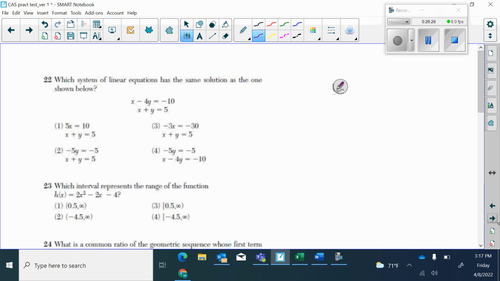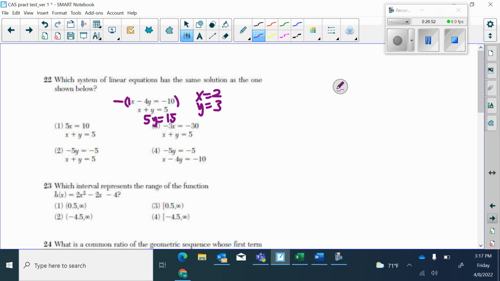All right, which system of linear equations has the same solution as the one shown below? Well, I can easily multiply this one by -1, so I get my opposite sign, so x's cancel out. So I get 4y plus 1y is 5y, and I get 10 plus 5 is 15. So y is 3. Plug it back in, 3 plus what is 5? X is 2. Real quick to solve that. You should all solve that real quick.